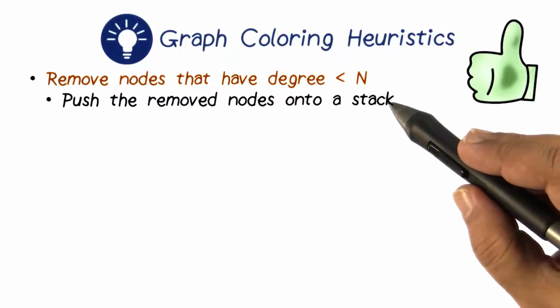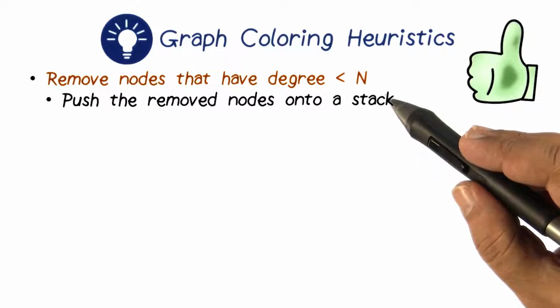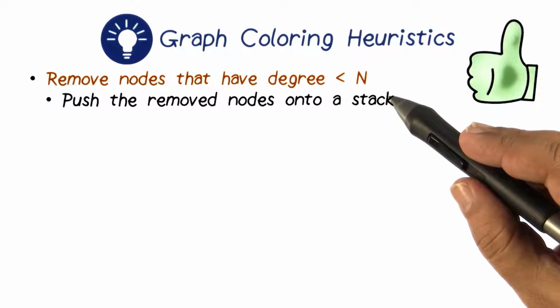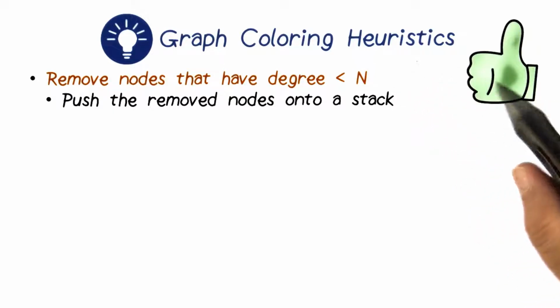The key goal of this heuristic is to first figure out all those nodes which are definitely colorable because they have degree less than n. That means no matter what happens to their neighbors, they are definitely going to have a color left out for them. And the first step that we do is we go through the whole interference graph, remove all these definitely colorable nodes that have degree less than n, and put them on the stack.